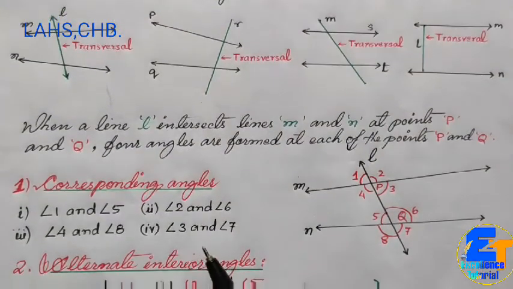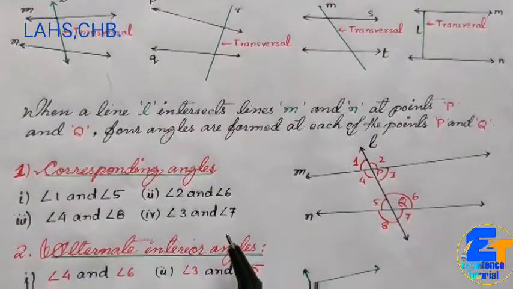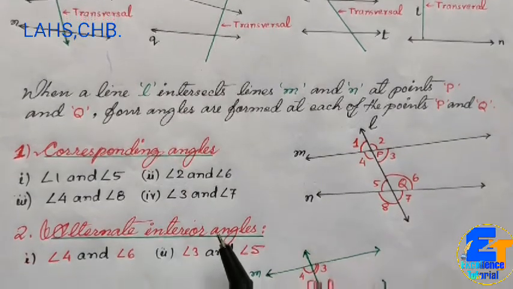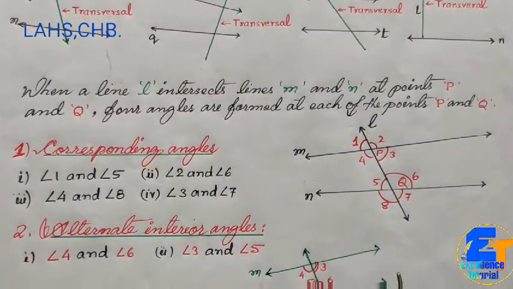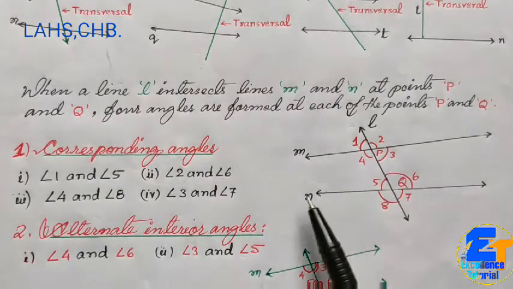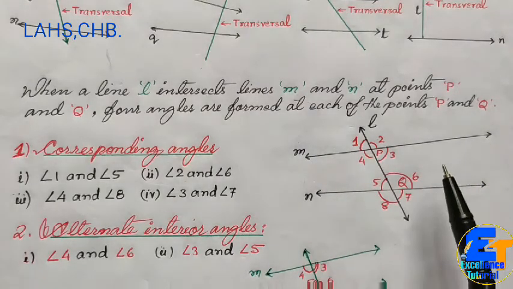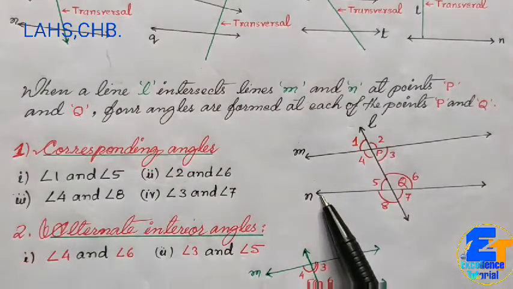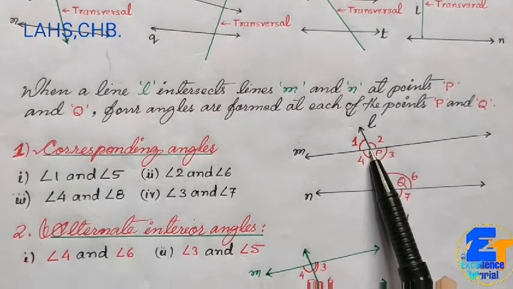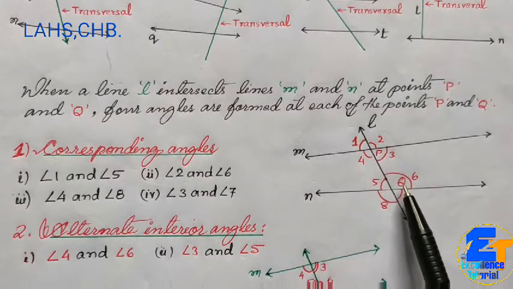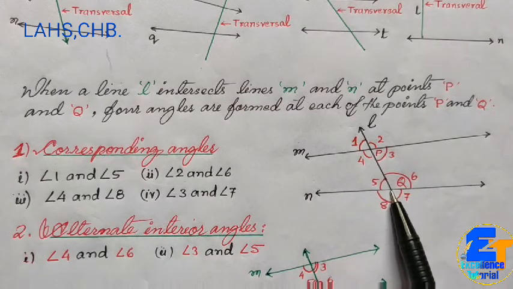Now about the types of angles formed when a transversal intersects two given lines. I have drawn in the figure two non-parallel lines M and N, and the third line L is intersecting these two lines M and N at this point, which we have named P, and here at this point, which is Q.